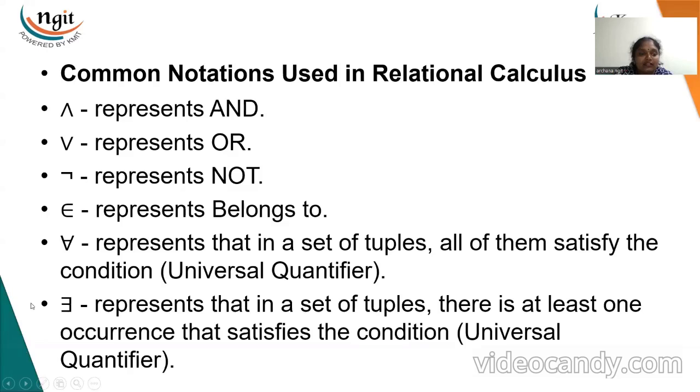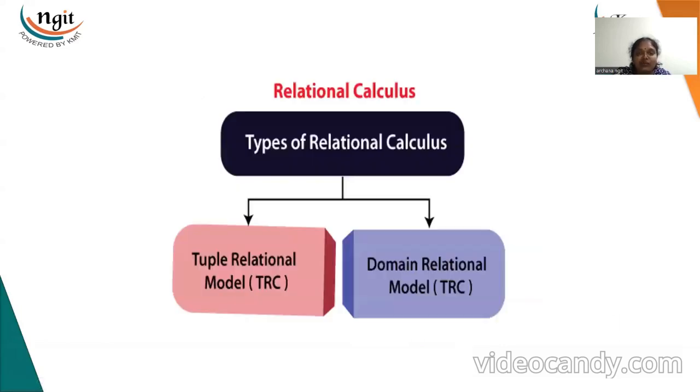And this is there exists, a special symbol which is going to represent that from the given set of tuples, at least one occurrence of the record is going to satisfy the given condition. So this is called the existential quantifier, and this is the universal quantifier. These are the set of notations that are going to be used in order to represent relational calculus.